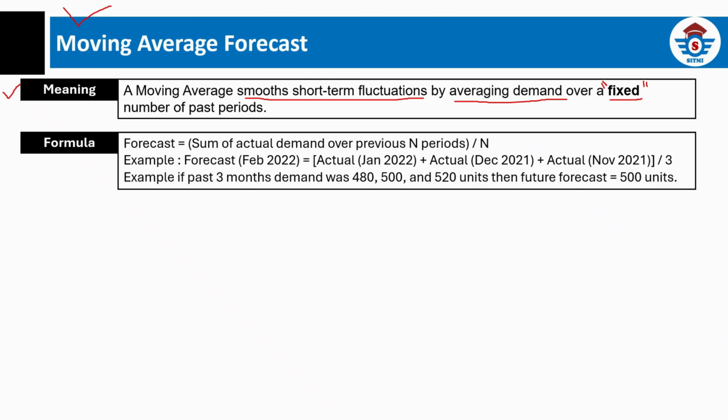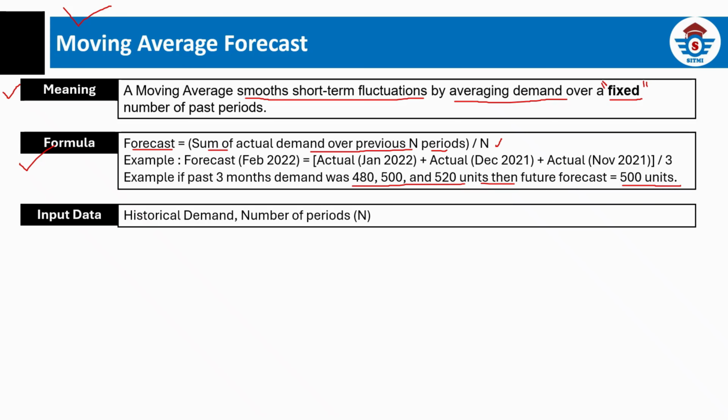Our next learning pointer is the formula of the moving average method. The formula is: forecast for the next period equals the sum of actual demand over the previous n periods divided by n. Here, n denotes the number of periods we chose. For example, imagine a laptop business where sales for the last 3 months were 480, 500, and 520 units. Then, if we are using a 3-month moving average, the forecast for the next month becomes 500 units.